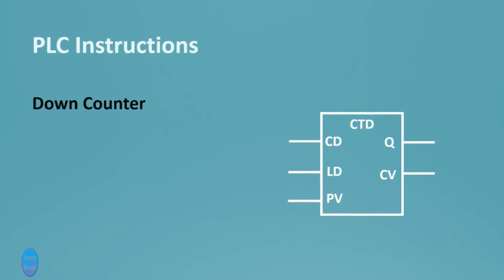Now we look at the down counter. It counts downward from a defined value to 0. Consider here, there is an LD input. When the signal state at input LD changes to 1, the value at the CV output is set to the value of the PV parameter. When the signal state at the CD input changes from 0 to 1, the instruction is executed and the current counter value at the CV output is decremented by 1. The counter value is decremented each time a positive signal edge is detected.